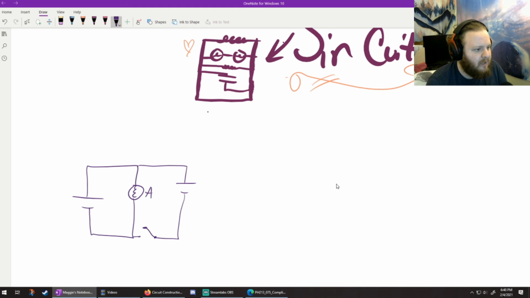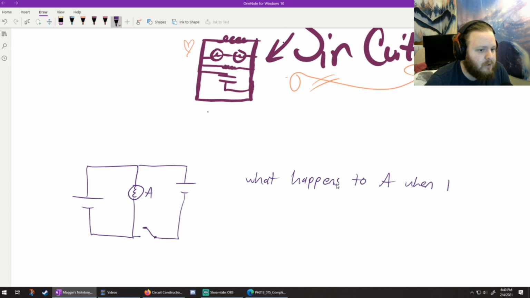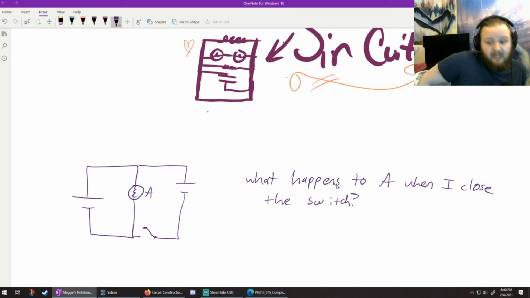I got bulb A. I got two voltage sources in here. And the question is, what happens to the brightness of bulb A when I close the switch? Well, under normal circumstances in an actual course, this is about the time that I would be soliciting some answers as to what would happen to A when I close the switch. Not to put you on the spot, Maggie, but what do you think's going to happen here?